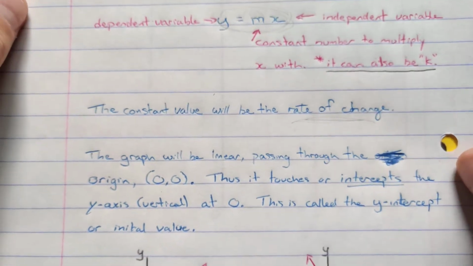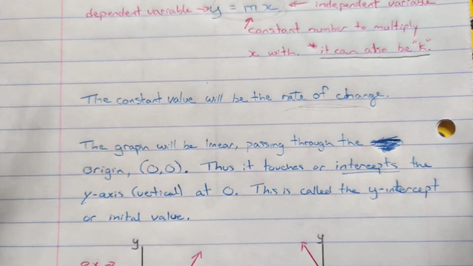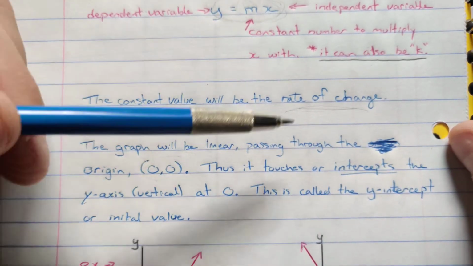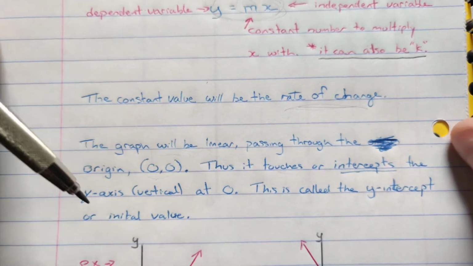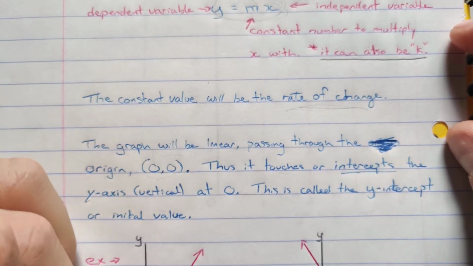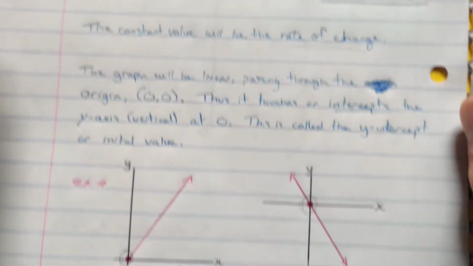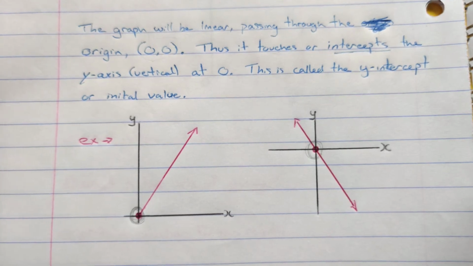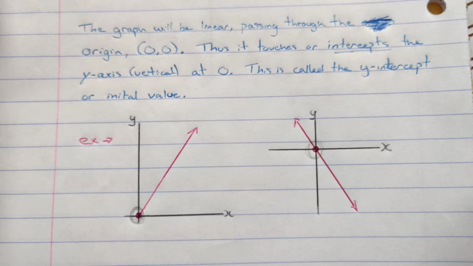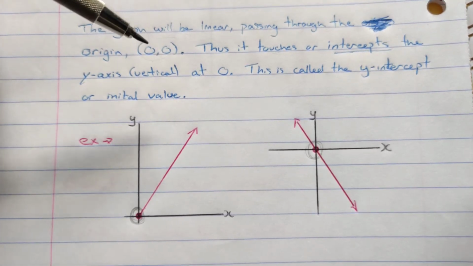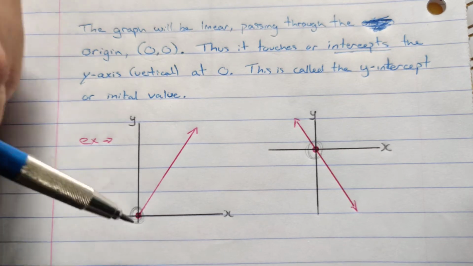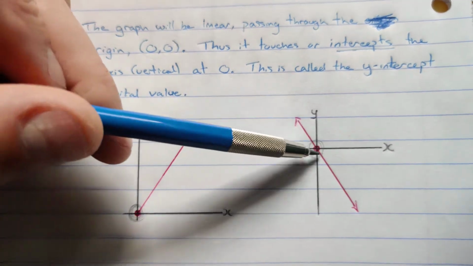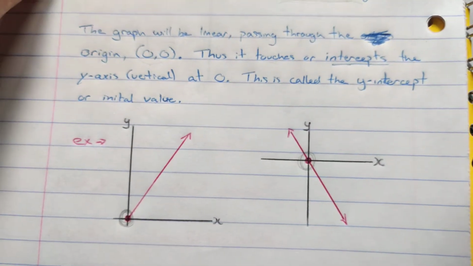Any graph using this formula, any direct variation, has to be a linear graph that passes through the origin, point 0, 0. Thus, it touches or intercepts the y-axis, the vertical axis, at 0. So it's going to touch at this point here. It has to touch at 0. This is called the y-intercept, or also the initial value. Initial value tends to be used more when we have just a left-facing graph like this, and intercept more when we have the crossed graph like this.